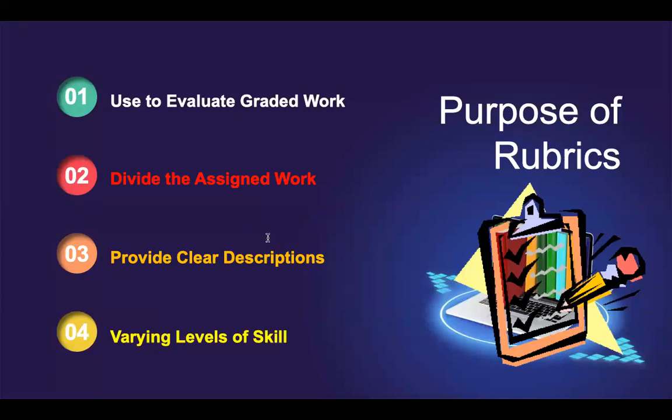So you can say that the purposes of a rubric are that you can evaluate the graded work, divide the task, provide one clear description, and vary the level of skills. So these are four different purposes which we can use to get the required outcomes from the assessments.